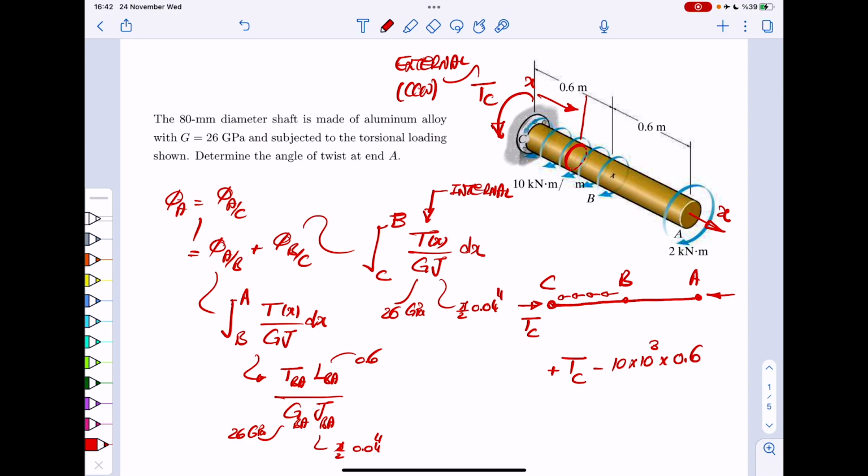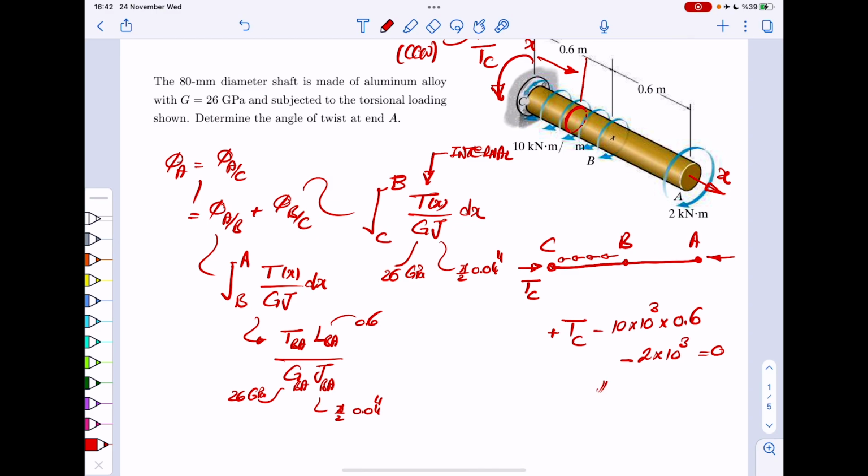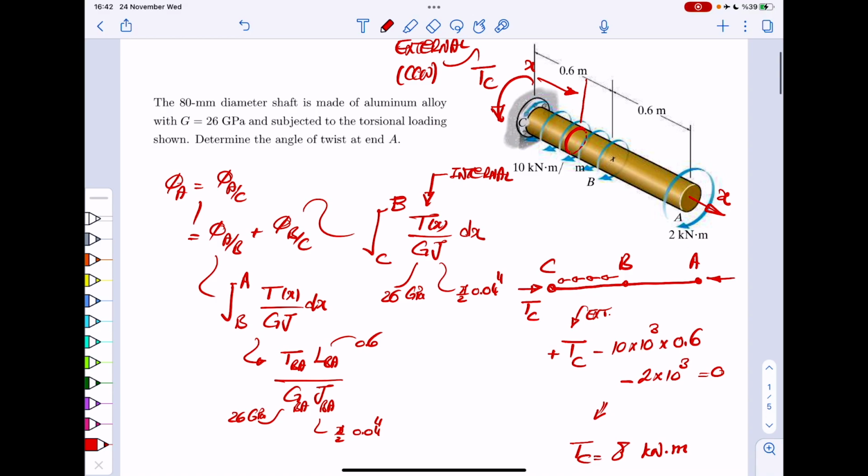Okay, so this is all the torque you get from them, and then this is the torque you get from A, which is also coming with a minus, and it's also in kilonewtons. So from this, again, this is external, you get TC equals 8 kilonewton meter. Does that make sense? Now, this is the external one.